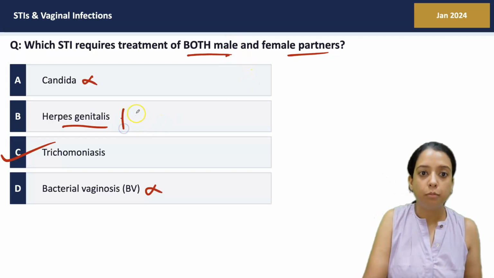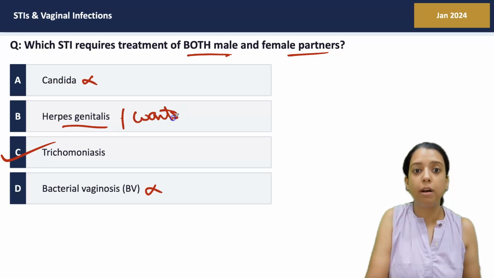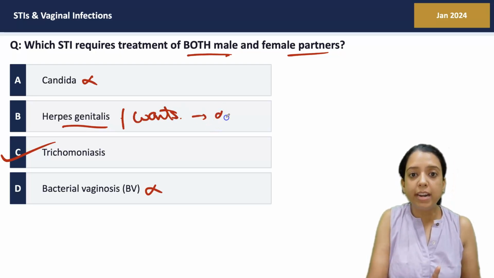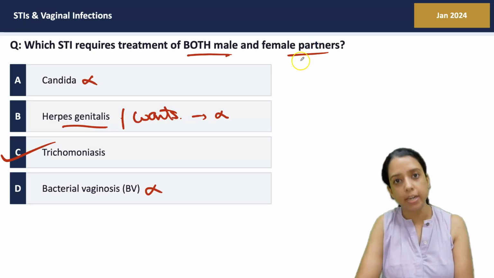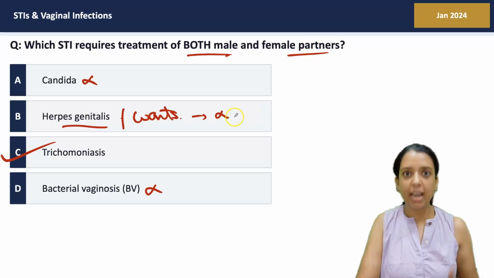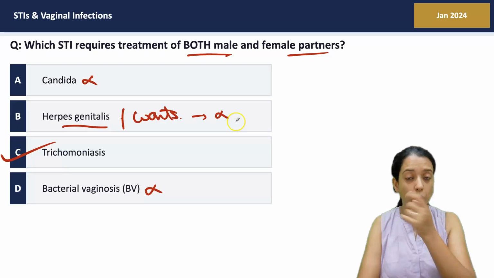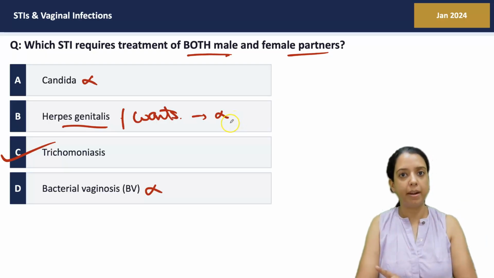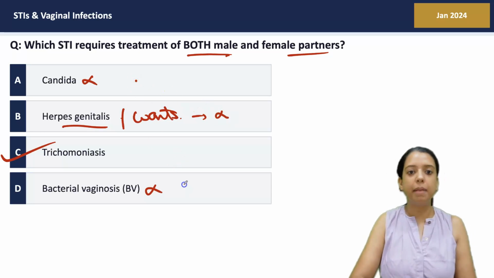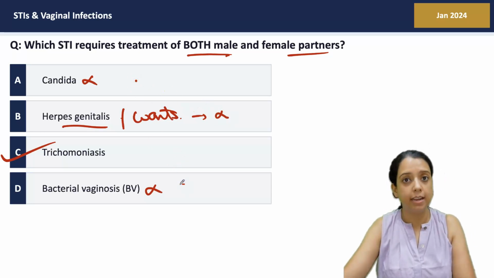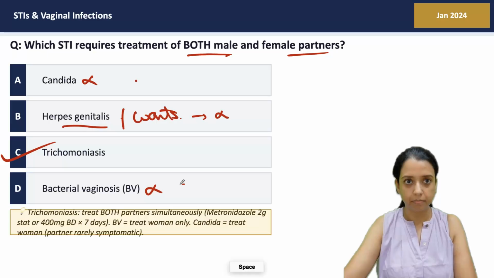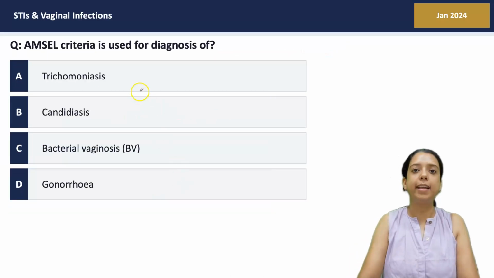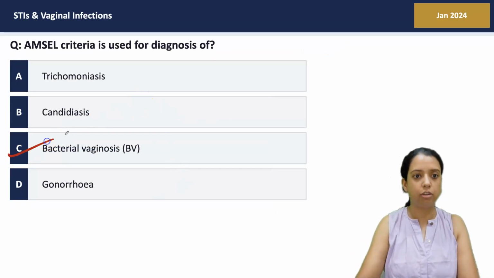Herpes, warts, which are caused by human papilloma virus: you do not treat the partner. You only treat the patient. It is an STI, yes, but in viral illnesses, you don't treat the partner. In the rest of the STIs, you treat the partner. Candida and bacterial vaginosis are not an STI. They are not coming from the partner. Amsel criteria, we just discussed, is for bacterial vaginosis.